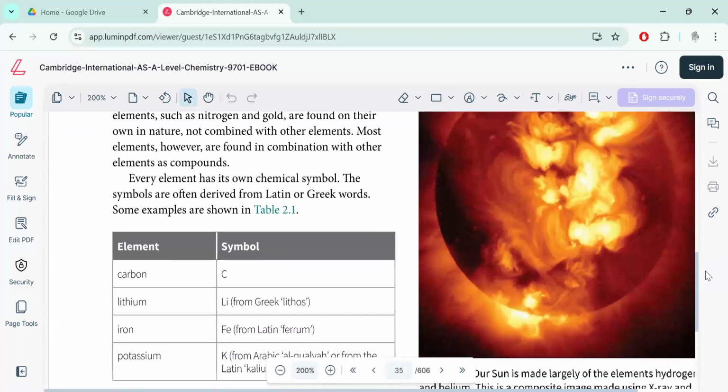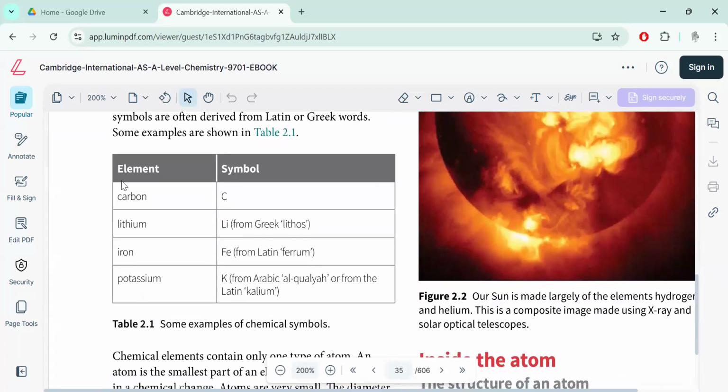And then here's the element. For example, right here we have carbon, the symbol will be C. And then we have lithium. It's actually derived from the Greek language, which is lithos. And therefore the symbol is Li. So notice that for most symbols in the periodic table, only the first letter is capitalized, unless it's a single letter like this carbon right here. But if not, then it will be followed by a lowercase letter. For example, here lithium, the i here is in lowercase.